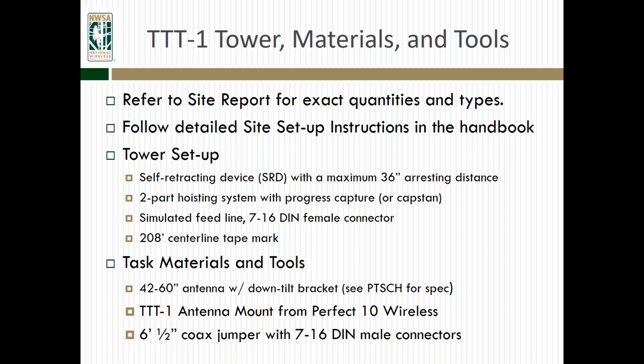You'll also need a 6-foot, 1/2-inch coax jumper with 7/16 DIN male connectors. We will be installing a jumper on the tower, and it needs to be a 6-footer.